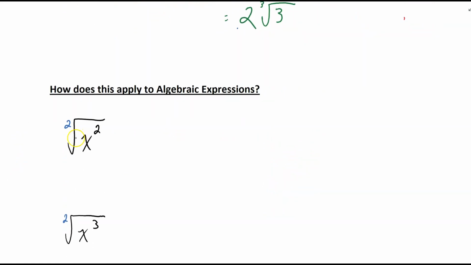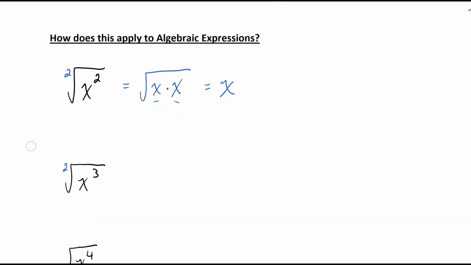So the square root of x squared can be written as the square root of x times x. I'm just factoring my x squared into 2 equal factors. And so therefore, the square root of x squared is equal to one of those 2 equal factors, which is x.